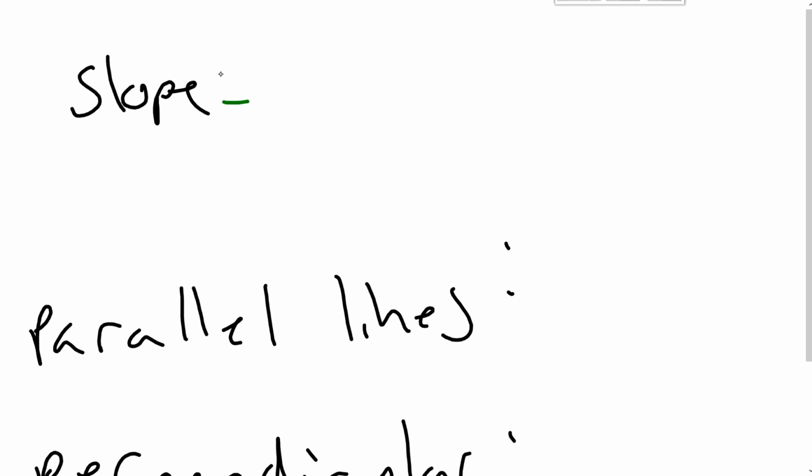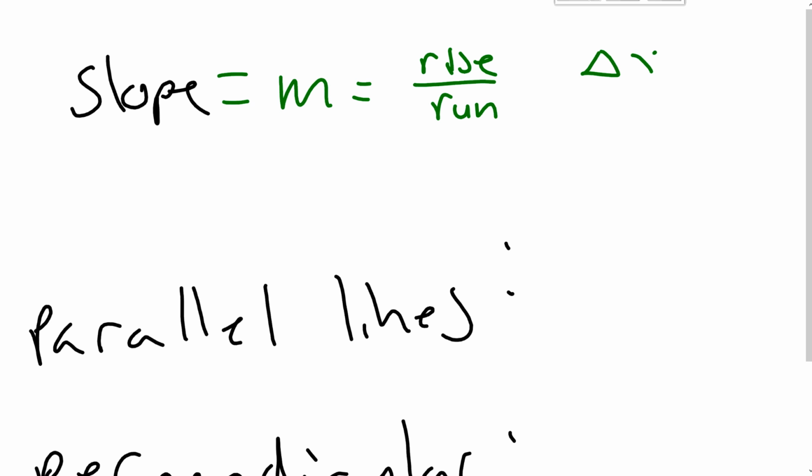So remember, slope is m, it's rise over run. And when you're talking about physics, some of you guys are in physics, so you're going to see a lot of the same stuff, but it's your change in y over the change in x. Right, it's called your rate of change.